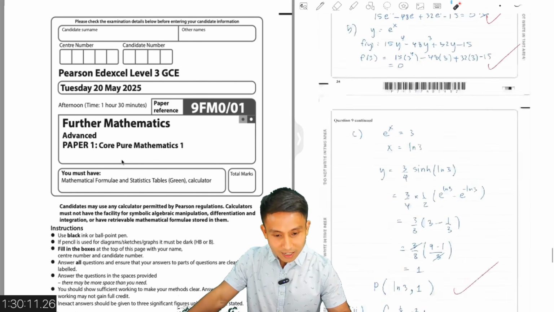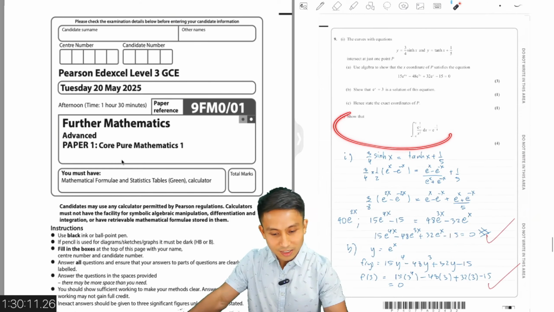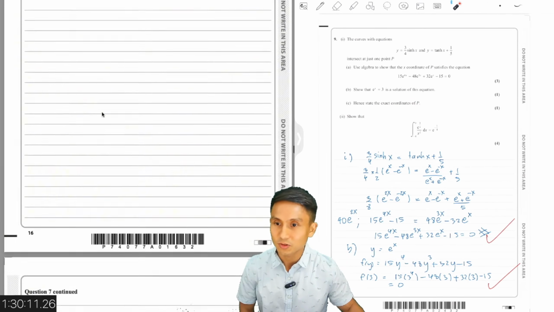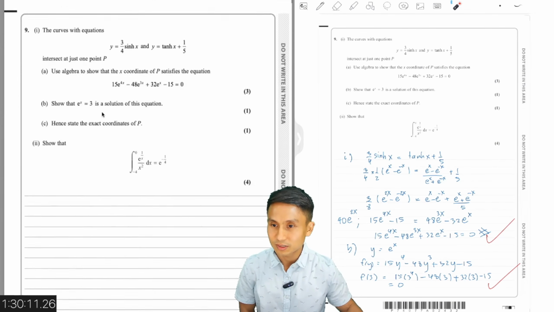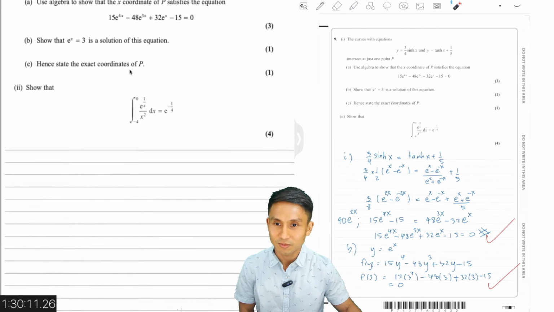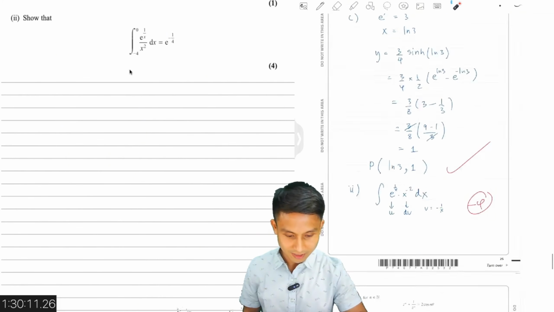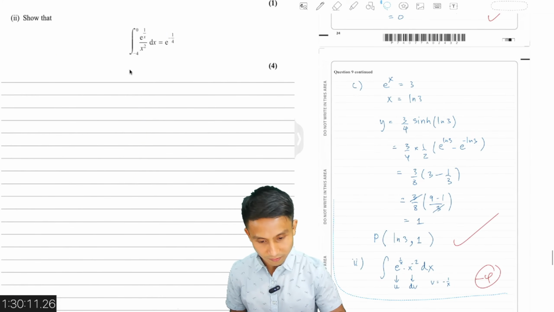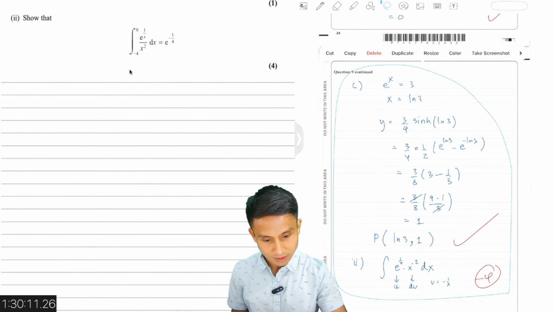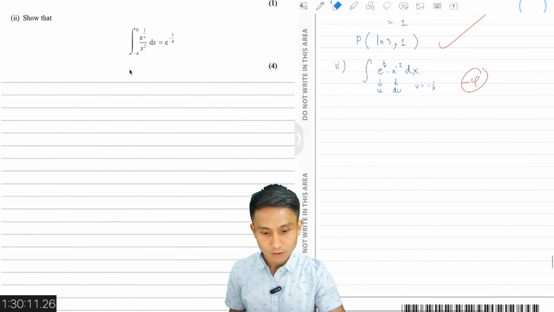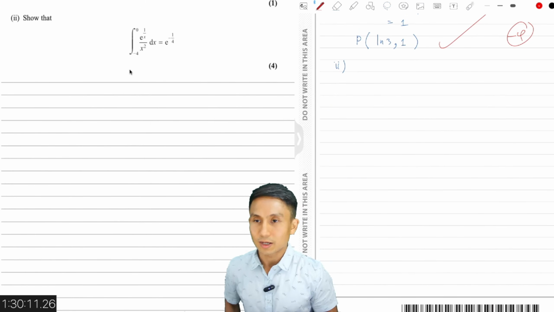Number 9, okay, so need to do the second one here. Let's have a look at number 9, because it's the one I kind of didn't manage to do. So basically what it is, let me just string everything here. Okay. So I got -4 there because I didn't try it.